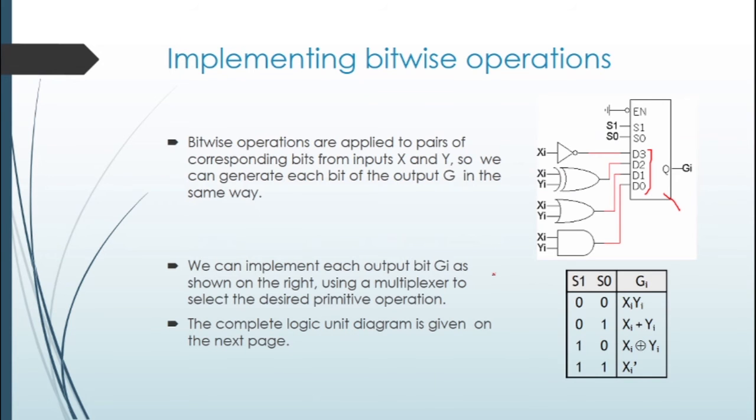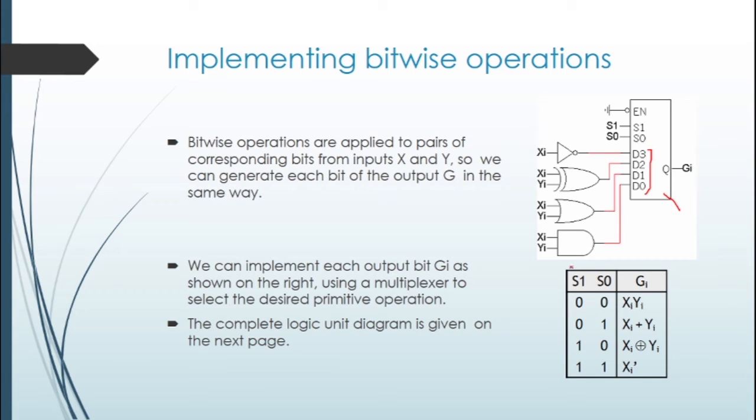Implementing bitwise operation is actually much simpler than your implementation of the arithmetic unit, because it's a simple bitwise operation between two numbers. Every corresponding bit of each number has the bitwise operation performed on those bits. That bitwise operation is simply implemented using that specific logical gate, and that can be selected as output. So we can implement each output bit gi as shown on the right in this figure. You can see here using that specific gate for the 0 select code.